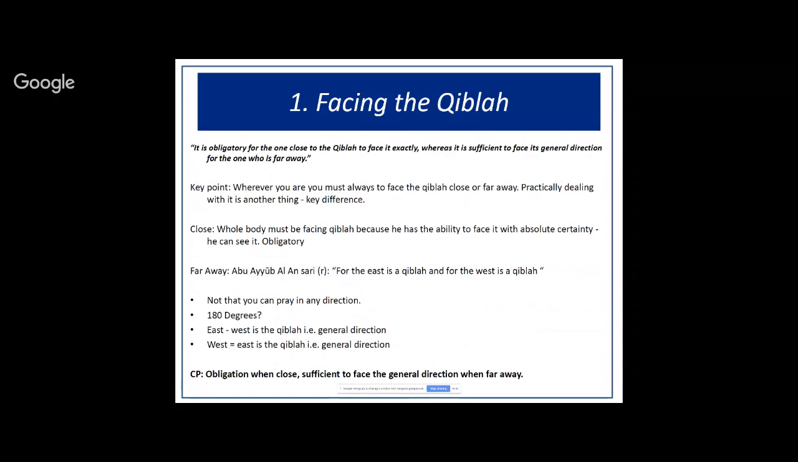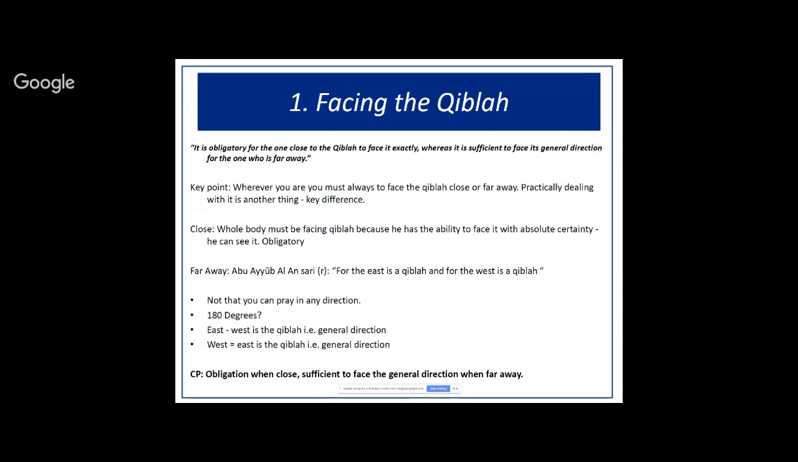So the text says, it is obligatory for the one who is close to the Qibla to face it exactly, whereas it is sufficient to face it in its general direction for the one who is far away. Here the Hanbali Madhab is making a differentiation between our distance to the Qibla and the ruling about how strict we have to be about facing it. All the madhabs make this distinction: if you are close to the Kaaba, or more accurately, if you can see the Kaaba, then it is obligatory that you face its direction exactly, because you can see it.